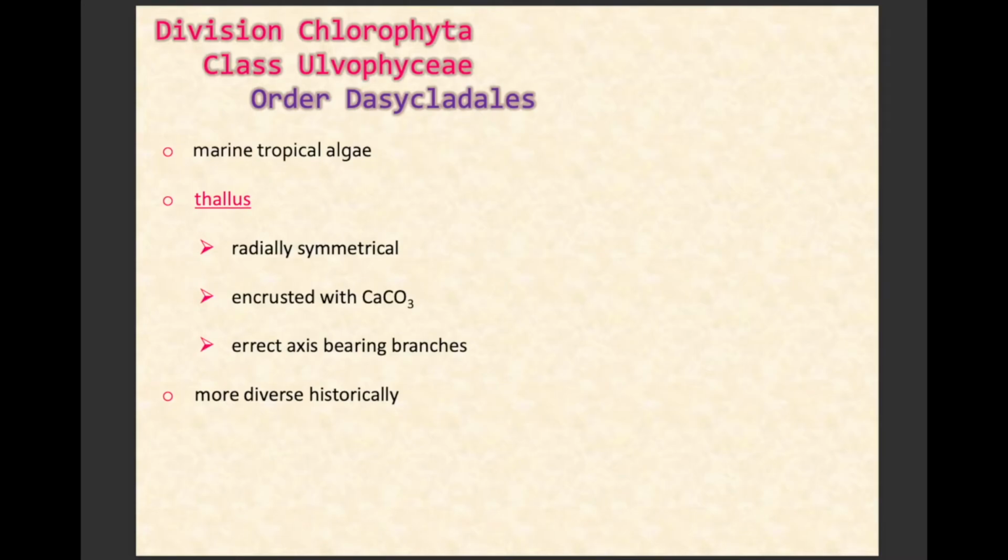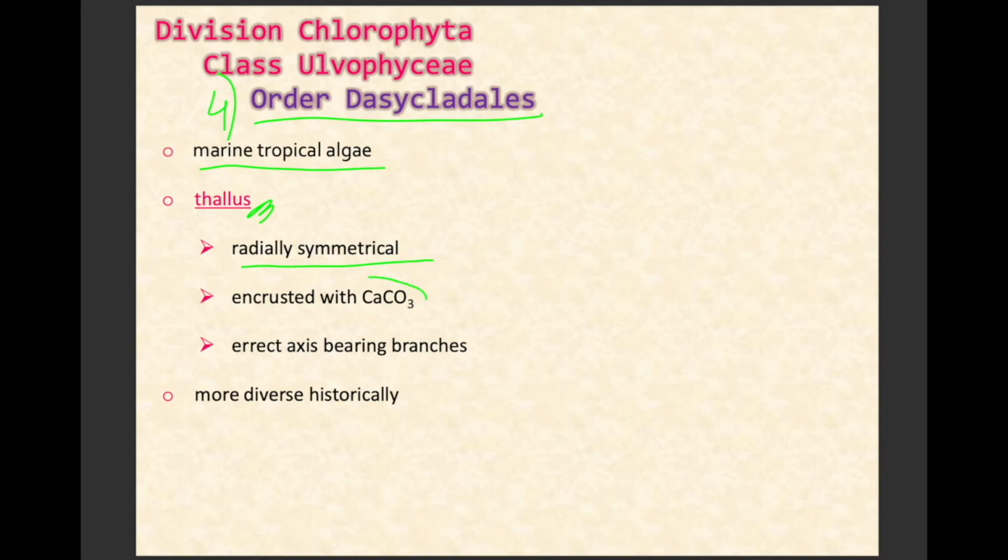Yep. Now, moving on with the order, the Dasycladales. This is the fourth one, if I'm not mistaken. So, yep, fourth one. Most of your order, the Dasycladales, are marine tropical algae. So, sa maiinit na marine na lugar lang siya makikita, karamihan. They have a thallus that are usually radially symmetrical.